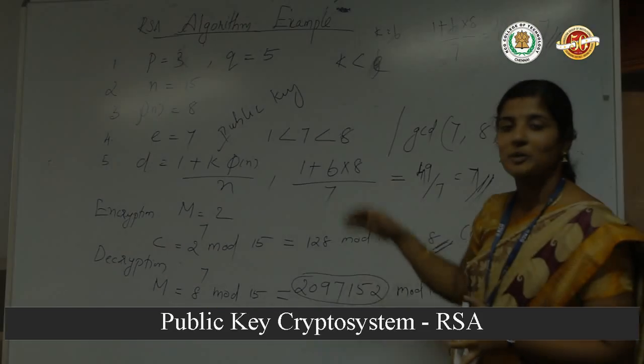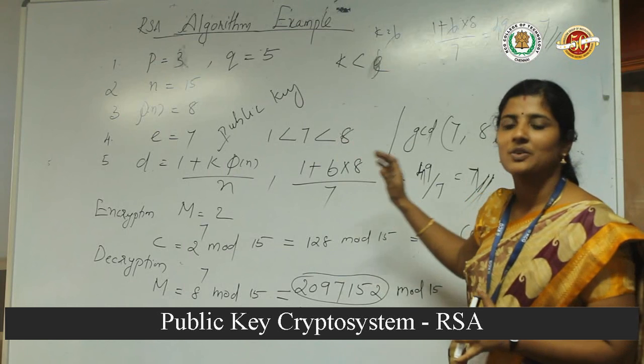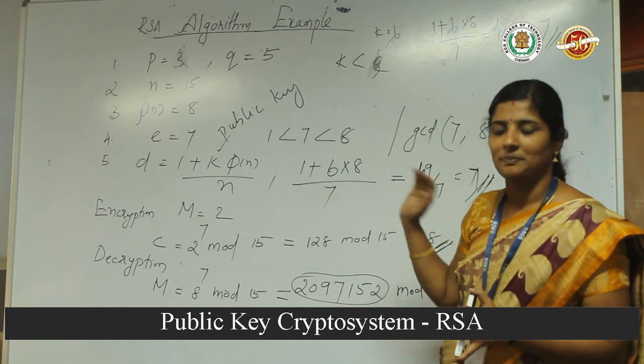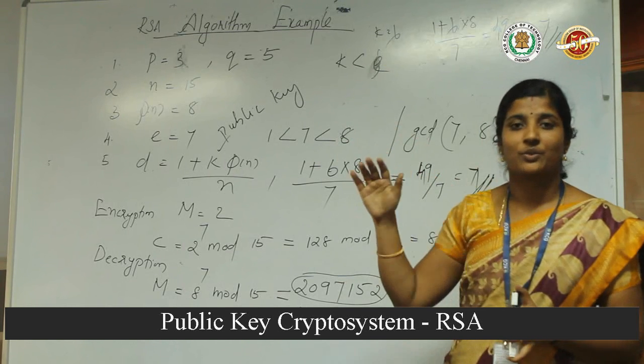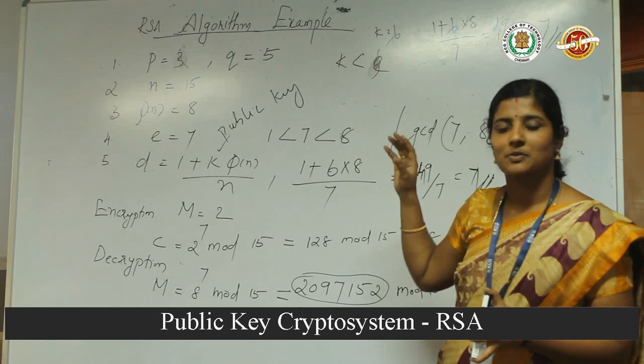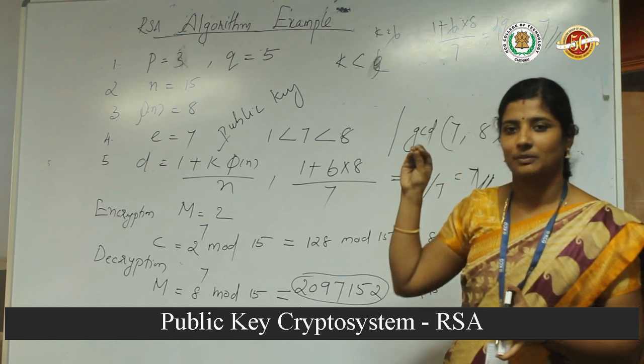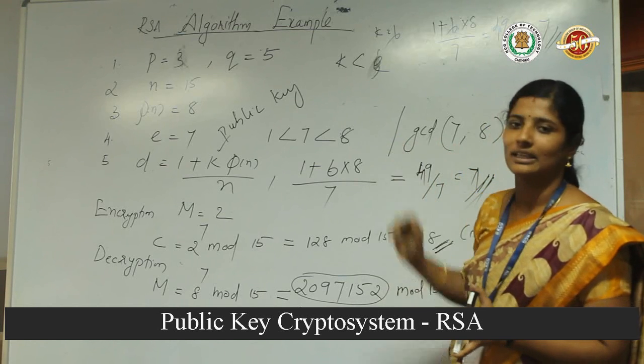I hope you understand the RSA algorithm by this example. The course outcome for this particular RSA algorithm, I have already told you we have 6 course outcomes. The course outcome for this RSA algorithm is: it describes the principles of public key crypto system and the key management concept.